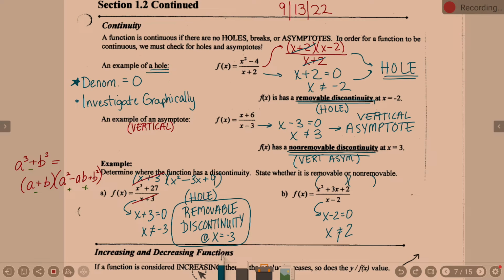It does. Product and sum. X squared breaks into x and x. What multiplies to be 2 and adds to be 3? 1 and 2, and they are both positives. What factor cancels? Okay, we factored it, but nothing still cancels. So what does that mean about this discontinuity? Okay, it's a vertical asymptote, which means it is a non-removable discontinuity.